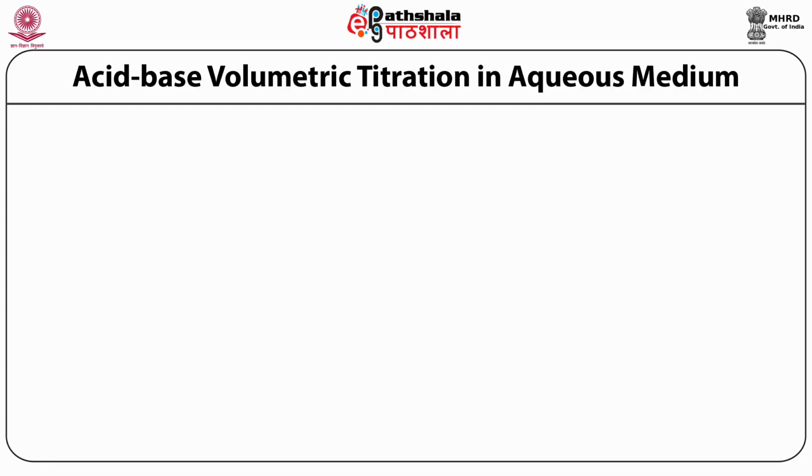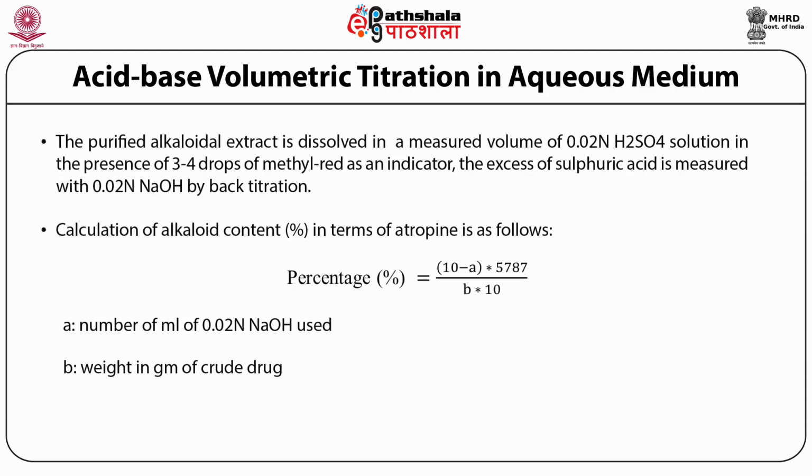In case of aqueous titration, the purified alkaloidal extract or residue is dissolved in a measured volume of 0.02 normal H2SO4 solution in presence of 3 to 4 drops of methyl red as indicator. The excess of sulfuric acid is measured with 0.2 normal sodium hydroxide by back titration. The total content can be determined using the formula given, like in this case it is for atropine.